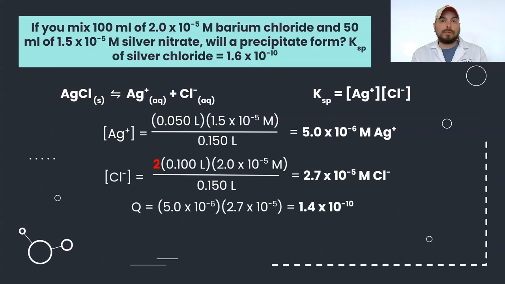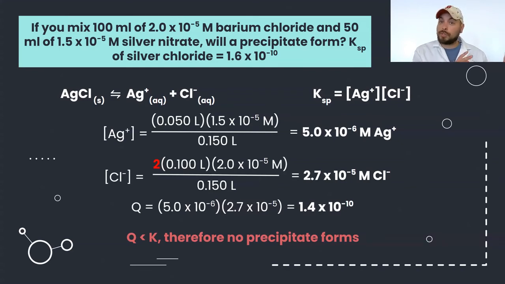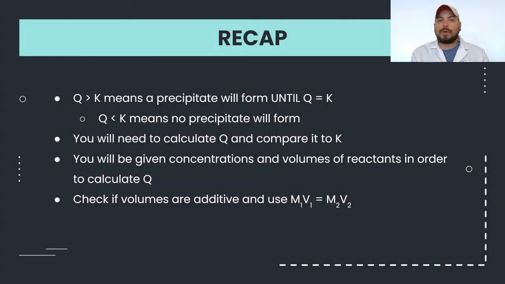Q is equal to 1.4 times 10 to the negative 10th, which is smaller than the K value. And as a result, the entire reaction would shift its equilibrium towards the products, which are the ions, therefore no precipitate would form. So that wraps up today's video.